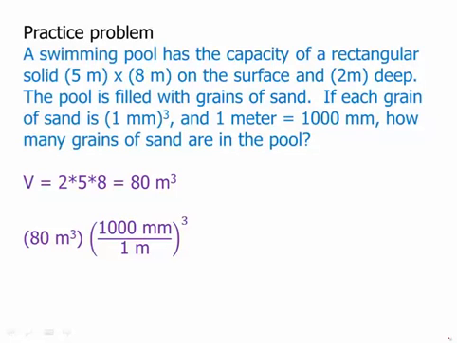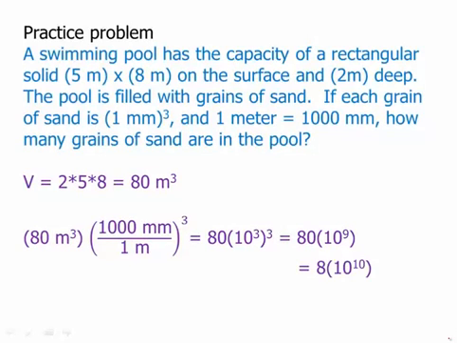And so here it makes sense to do things in scientific notation. We get 10 to the third cubed is 10 to the ninth, so we have 80 times 10 to the ninth. Incidentally, that would be 80 billion, using the American definition of billion. And we could rewrite that as 8 times 10 to the 10th.